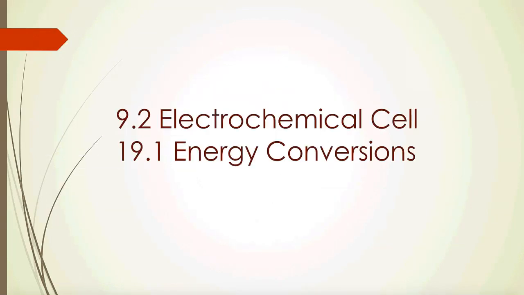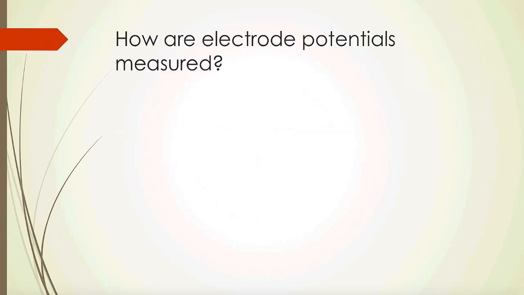Today we're going to look at 9.2 and go into 19.1, which is energy conversions of the higher level IB Chem major topic. How are electrode potentials measured? Recall, electrode potentials are talking about the metal submerged in the ion of its solution, and the interaction of that metal with the ions in its solution.